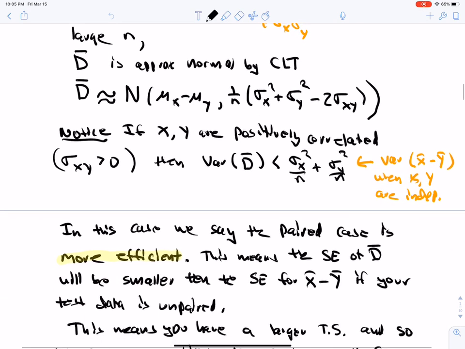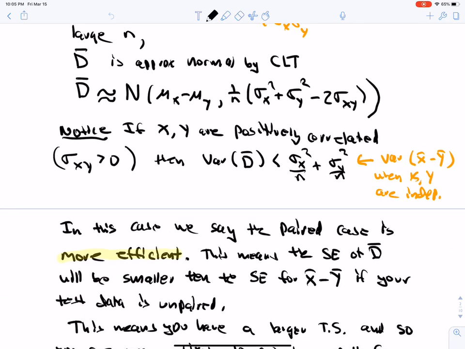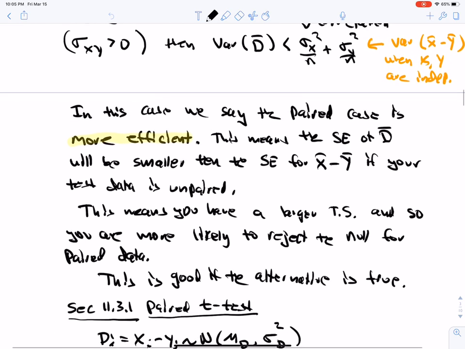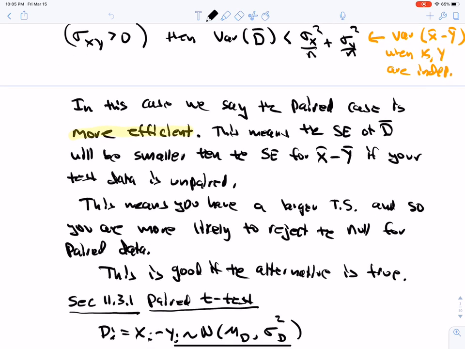So in this case, we say that the paired case is more efficient. This means that the SE of d bar will be smaller than the SE of x bar minus y bar if your test data is unpaired. And of course, since the SE is smaller, your test statistic will be larger, and so you're more likely to reject a null for paired data. And this is good if the alternative is true, of course.